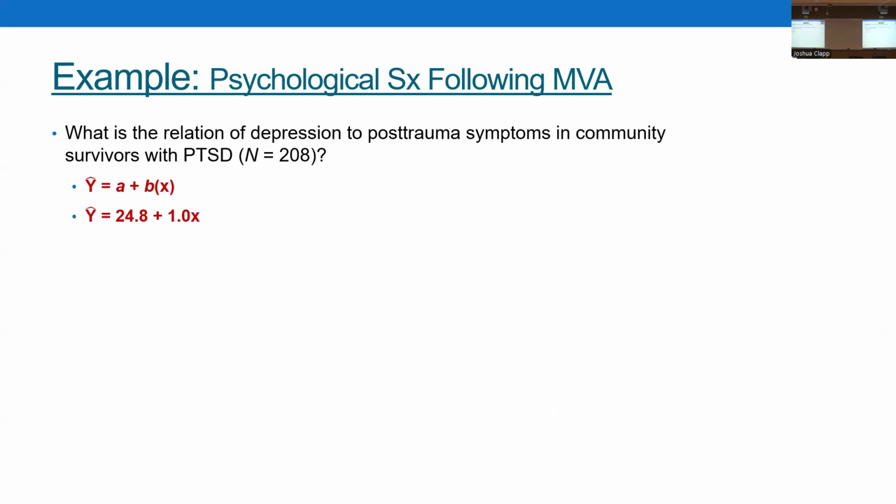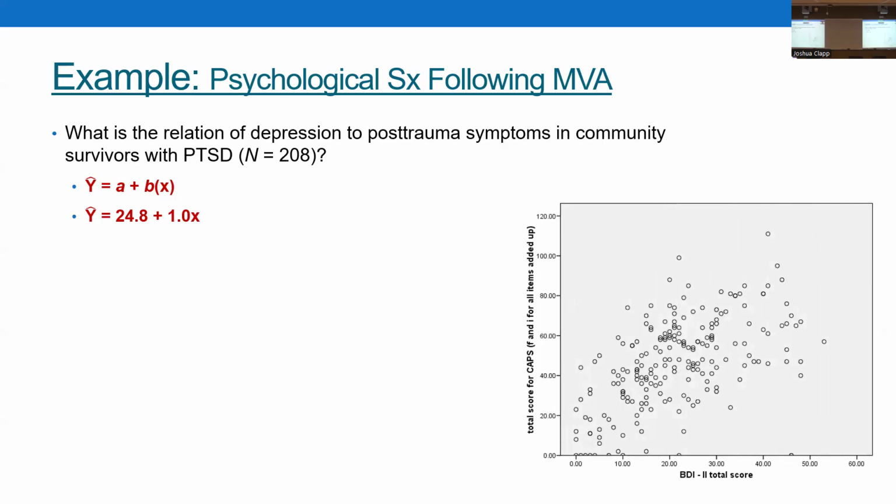So if we go through and actually run this in these data, we're saying my expected value of Y, or my predicted value of Y, within my model. Really, remember that my model isn't perfect. It's just my best guess at a best fitting line to account for this data. 24.8 plus 1x is giving me my linear model here. And if I plot this out, this is what my data look like.